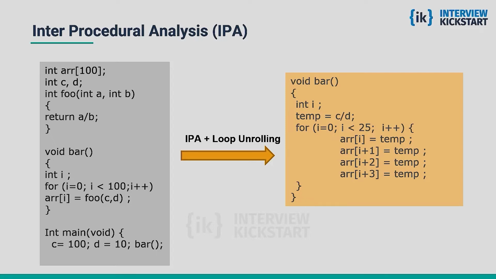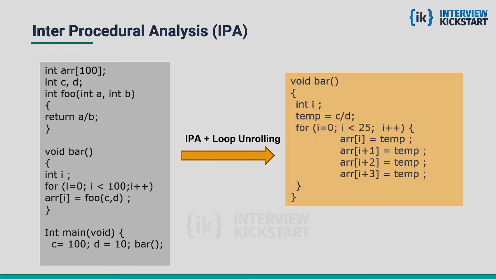So here is an example where there is an array of 100 elements, and there are two variables C and D which are initialized to 100 and 10 respectively, and a function called bar is called, which iterates over 100 times and assigns the result of the function call foo to each of the array variables from 0 to 99.